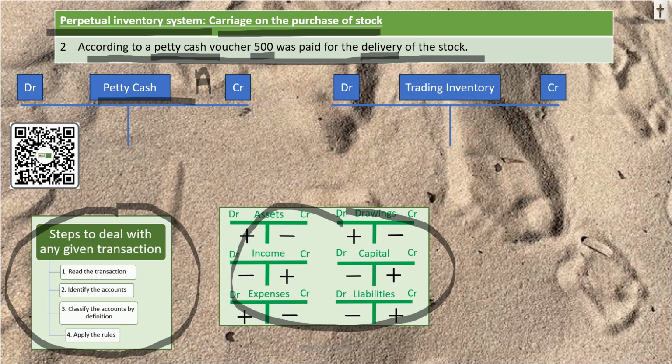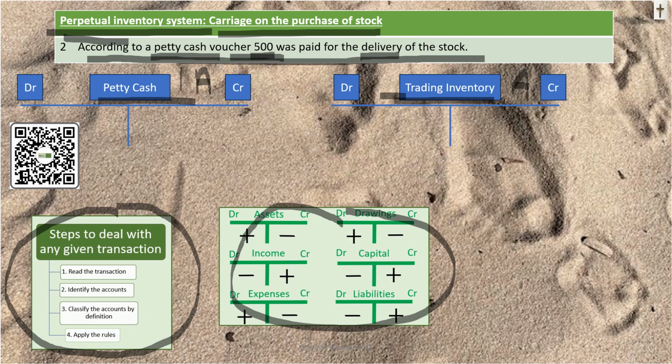And we're in the perpetual inventory system. So what we're going to do according to that table right at the start of the video is the transport costs, or any costs involved in getting the stock to the shelf, is added to the cost of trading inventory. Trading inventory is an asset. So let's see which account is debited and which account is credited. Let's try figure it out ourselves.